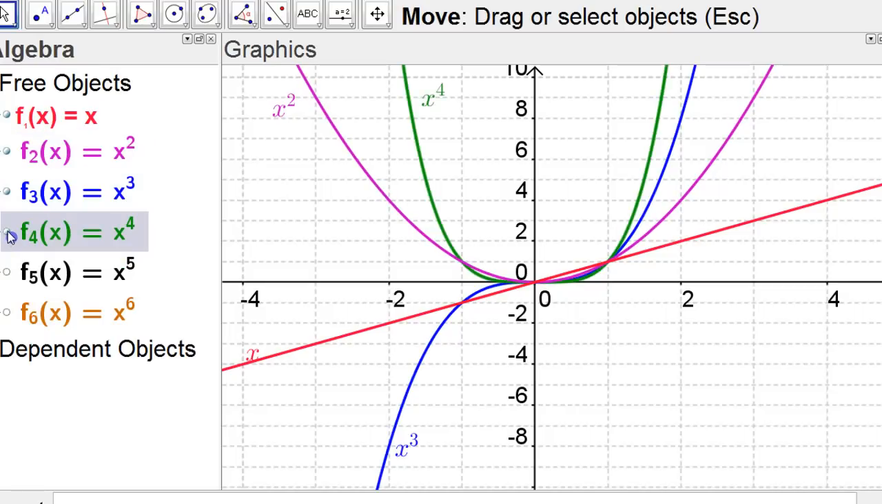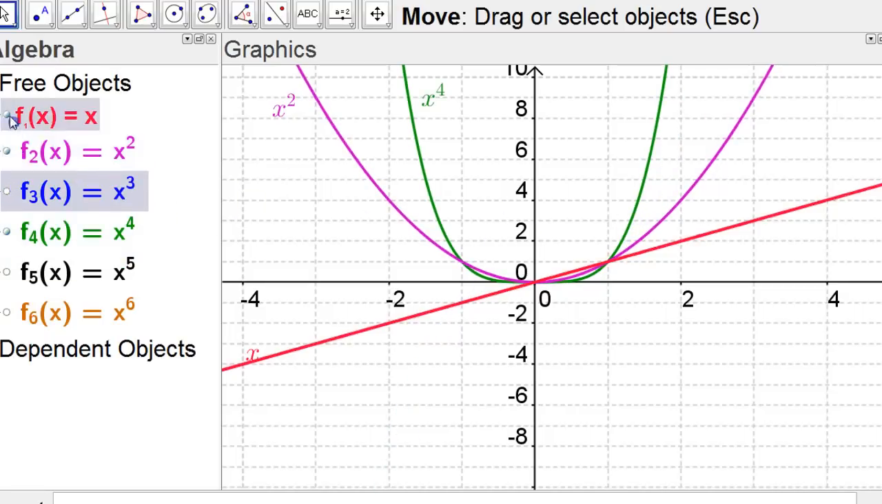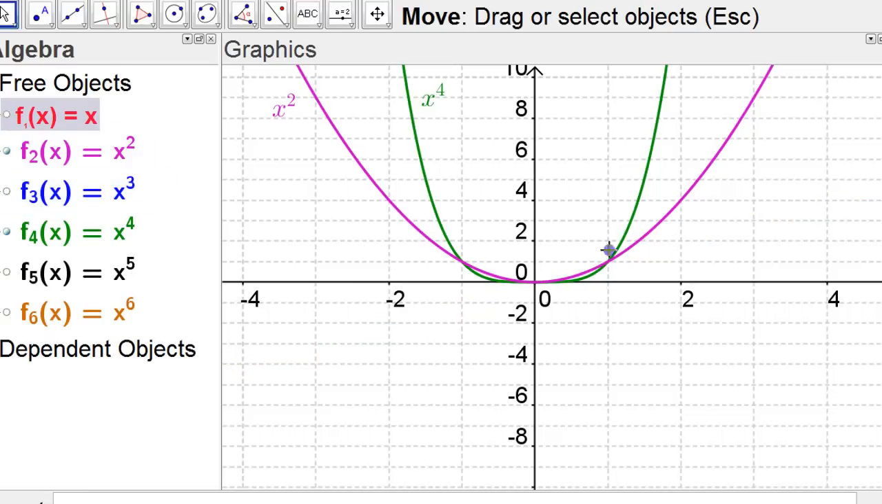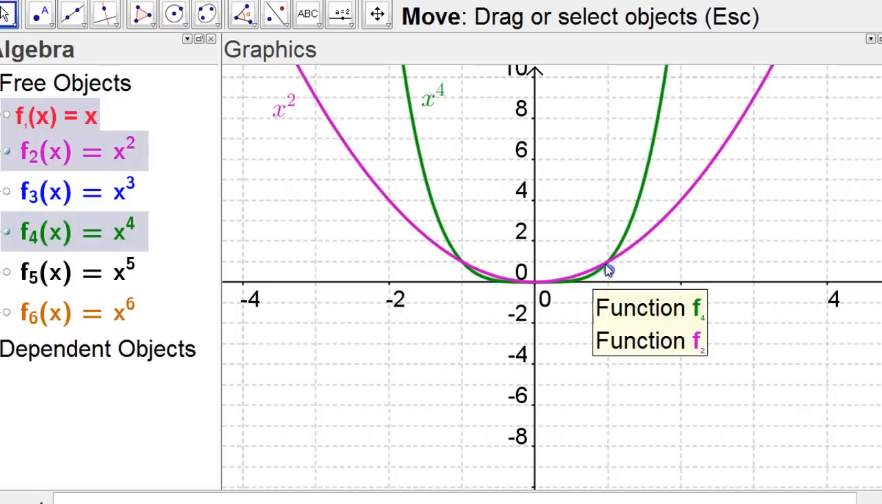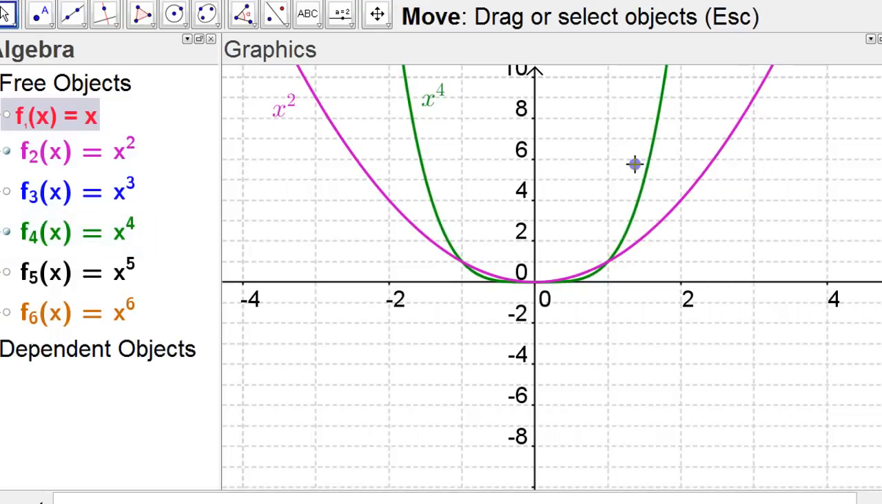X to the 4th. X to the 4th is that green one. And the one that it's similar to is x squared. All right, we'll take those other two away. Now, the shape is different. It's flatter on the bottom. It takes kind of longer to start curving up, but then it's quite a bit steeper, right? Before you get to 1, it's below this parabola. After you get to 1, it's a lot higher, because when you raise a number to the 4th power, if it's bigger than 1, it's going to be a big number here.